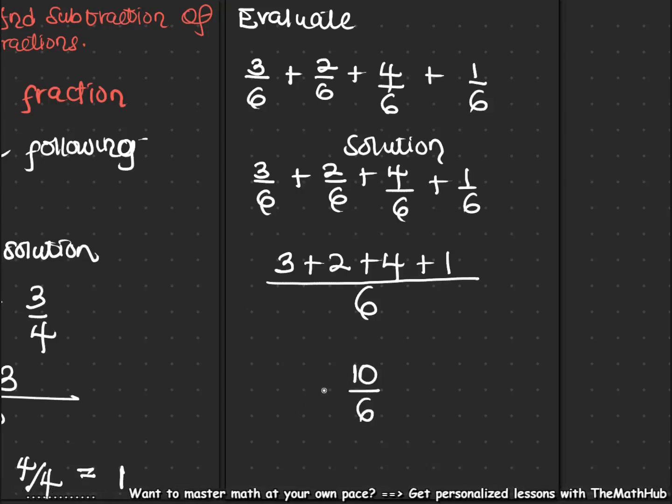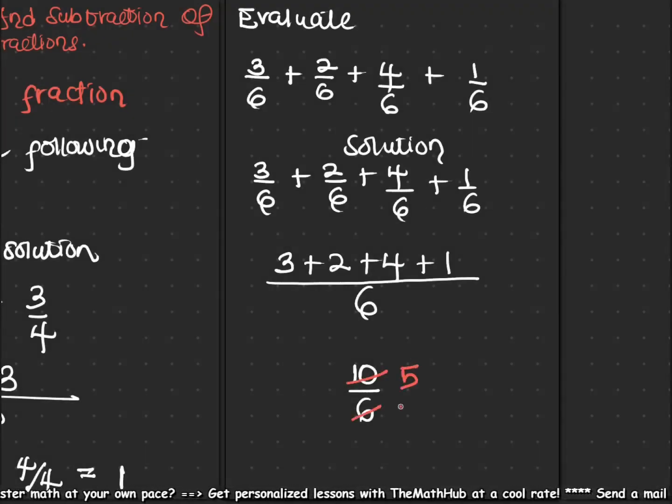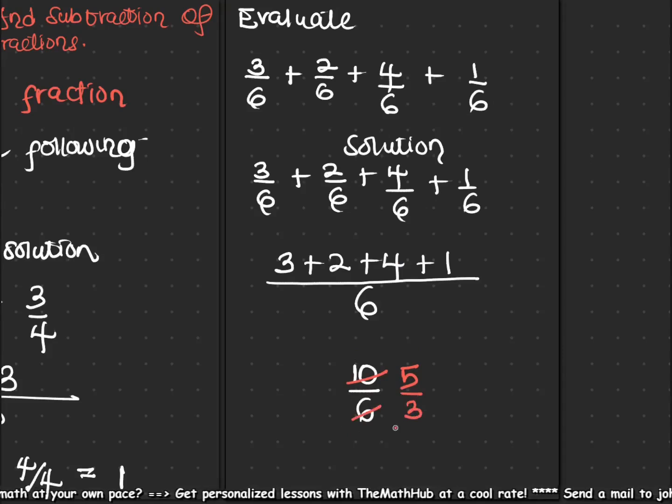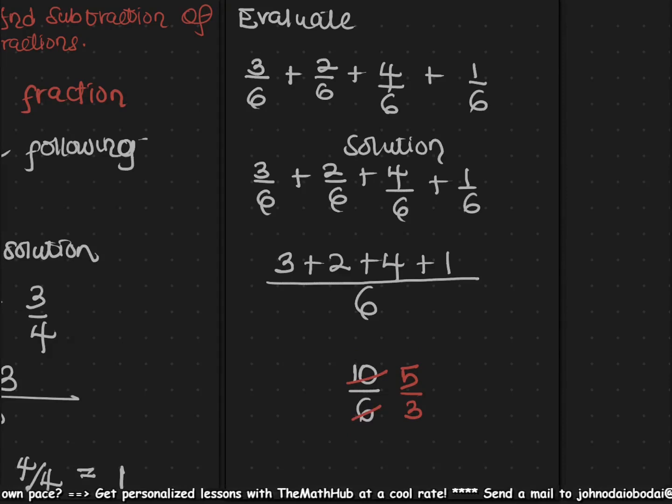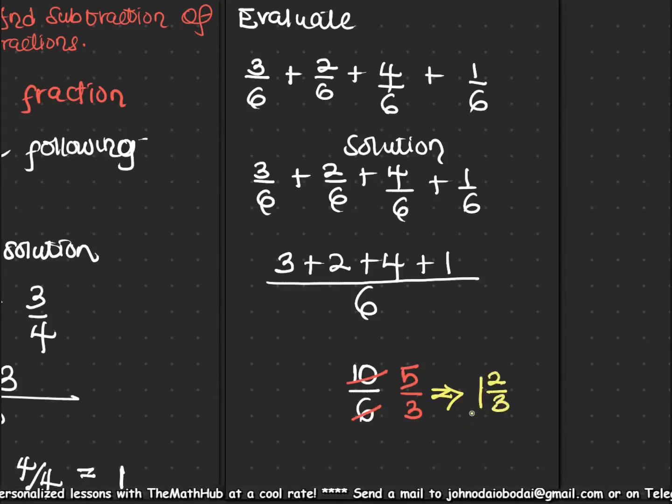Then at this point, we choose to simplify. If we want to simplify to its simplest form, we divide 10 by 2 to give us 5, and 6 by 2 to give us 3. This can also be written as an improper fraction. This can also be written as a mixed fraction. That gives us what? 3 divides 5 how many times? We have 1 time, and the remainder is 2 over 3. You can look through the playlist where we have treated how to change improper fractions to mixed fractions, and I think you'd be good to go.